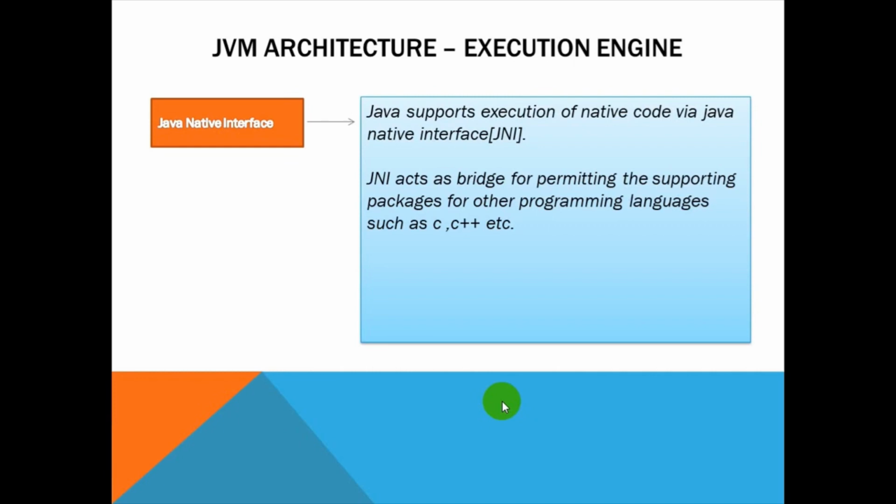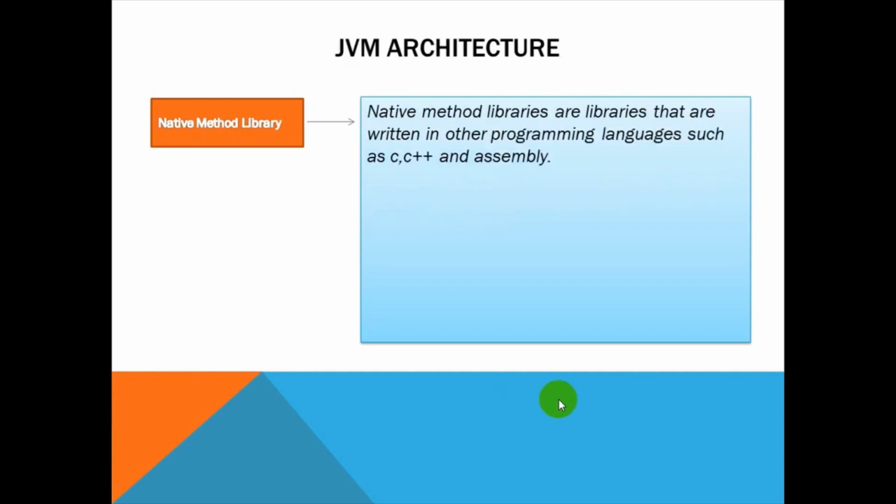You can use the native keyword to indicate that the method will be provided by the native library. Native method libraries. These are the libraries that are written in other programming languages such as C, C++, and assembly. These libraries are usually present in the system in the form of DLL or SO files, depending on the platform you're working on. These native method libraries can be loaded using JNI.